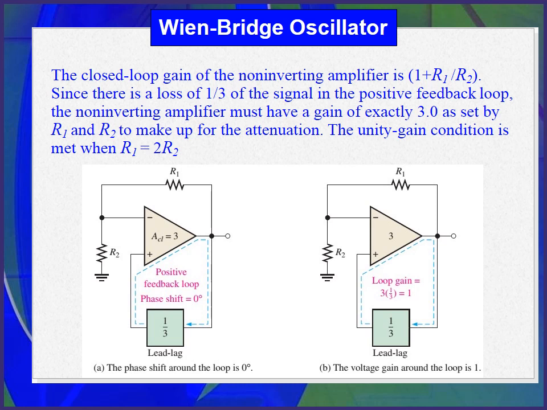The closed-loop gain of the non-inverting amplifier is 1 plus R1 divided by R2. Since there is a loss of 1/3 of the signal in the positive feedback loop, the non-inverting amplifier must have a gain of exactly 3 as set by R1 and R2 to make up for the attenuation. The unity gain condition is met when R1 equals 2R2. This is the diagram for the phase shift around the loop, 0 degrees, and also for the voltage gain, which is unity.